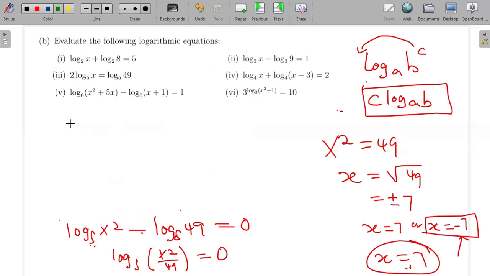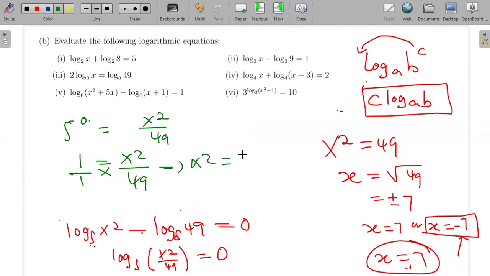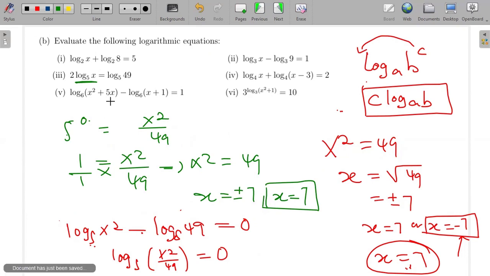So it will be 5 to the power answer 0 is equals to x squared over 49. So 5 to the power 0 is just 1, is equals to x squared over 49. Divide by 1, cross multiply, I get x squared is equals to 49, which will still give me plus or minus 7. But we choose x is equals to 7 because for x is equals to 7, we are guaranteed that this term here is going to be defined.